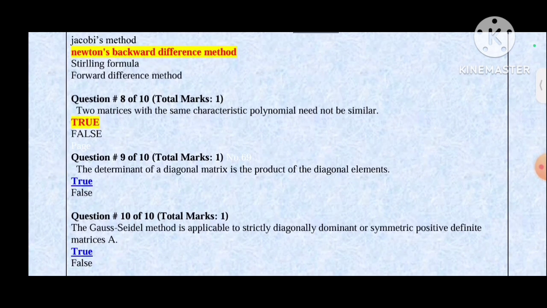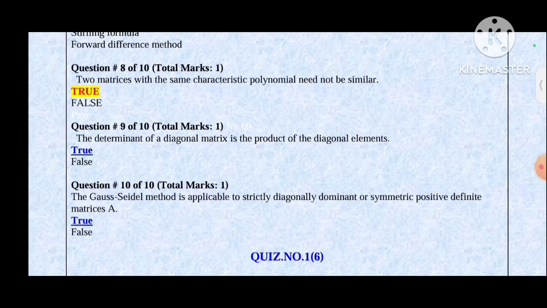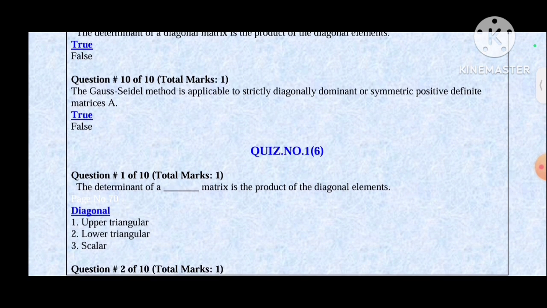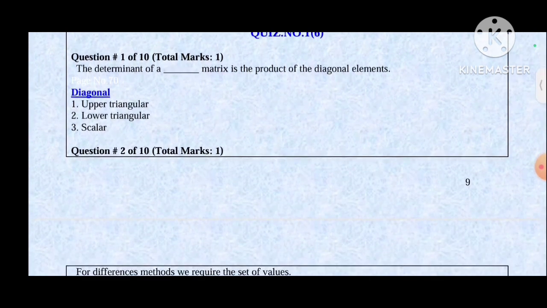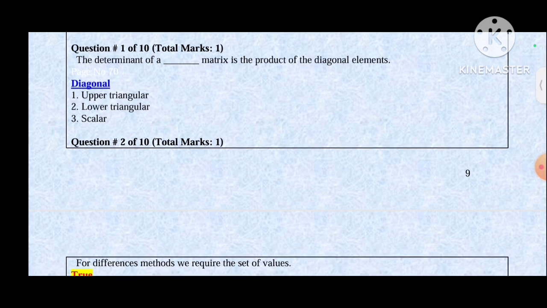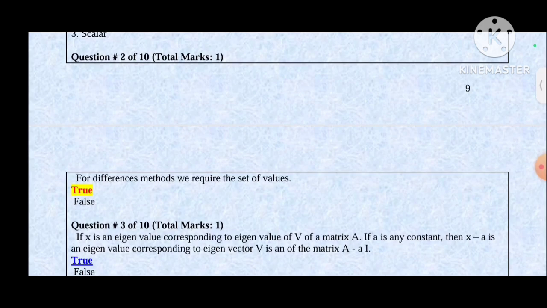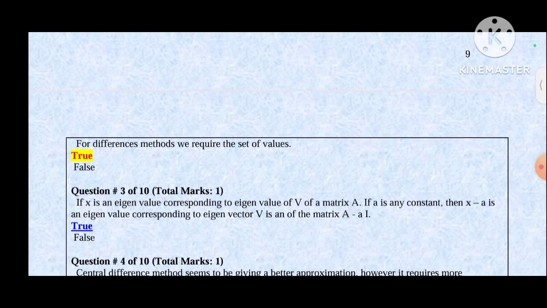True. The determinant of a diagonal matrix is the product of the diagonal elements. True. The Gauss-Seidel method is applicable to strictly diagonally dominant or symmetric positive definite matrices A. True. The determinant of a diagonal matrix is the product of the diagonal elements. For the difference method we require a set of values. True.